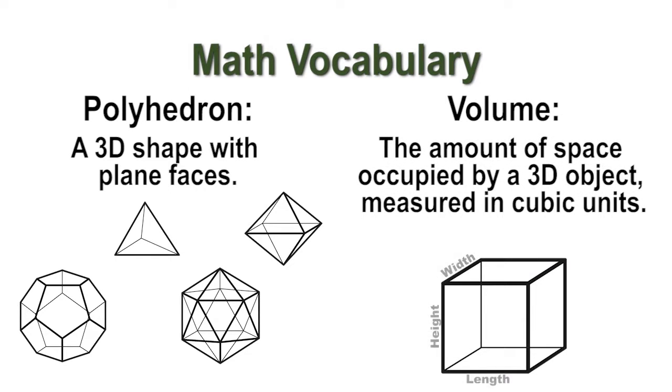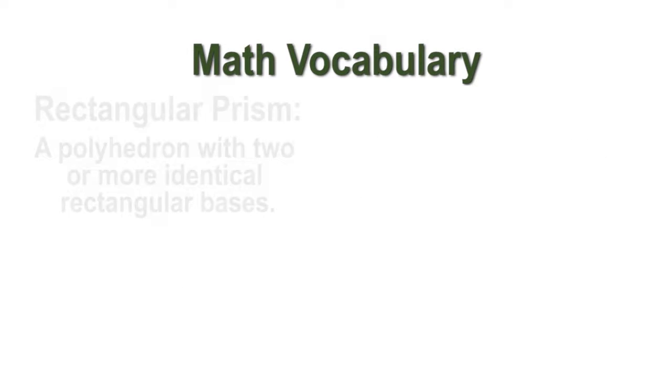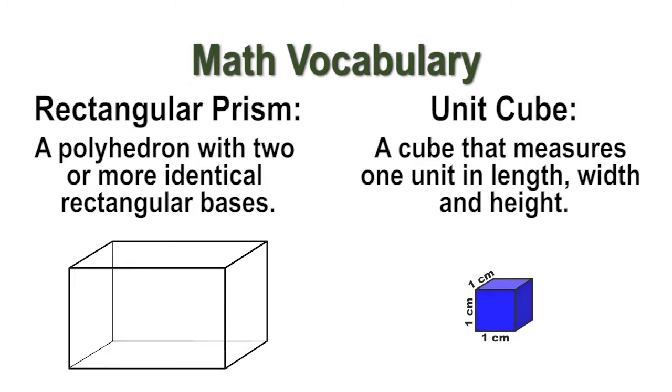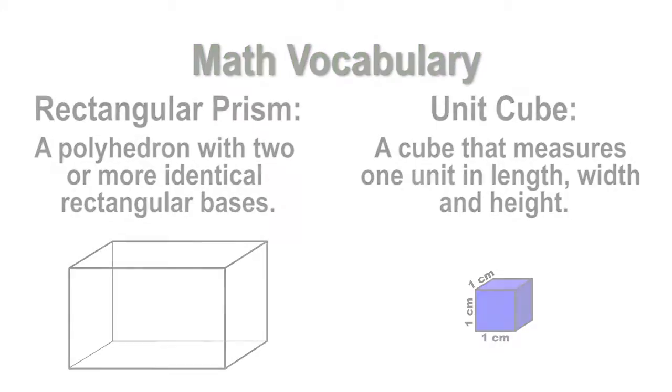Volume: the amount of space occupied by a three-dimensional object, measured in cubic units. A three-dimensional object has length, width, and height. Rectangular prism: a polyhedron with two or more identical rectangular bases. Unit cube: a cube that measures 1 unit in length, 1 unit in width, and 1 unit in height.